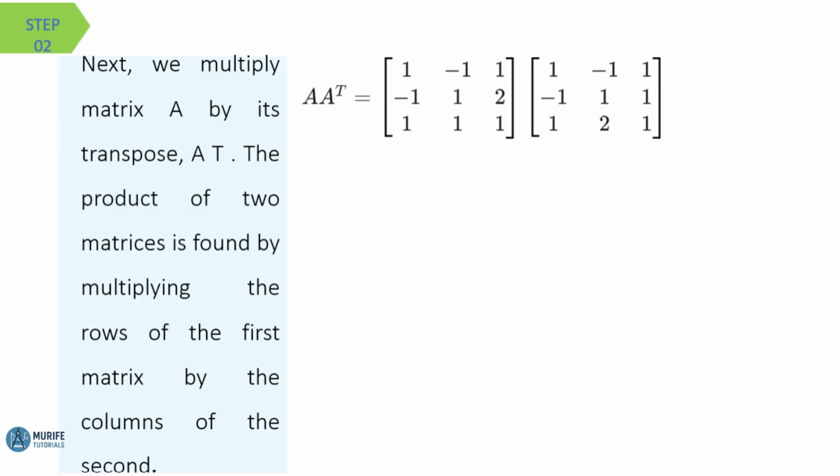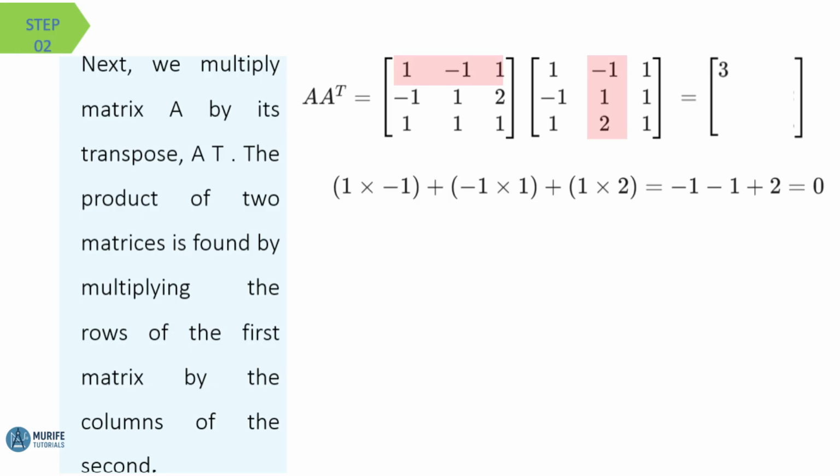The product of two matrices is found by multiplying the rows of the first matrix by the columns of the second. Let's calculate each element of the product matrix. 1 times 1 plus negative 1 times negative 1 plus 1 times 1, which gives a total of 3. Next, 1 times negative 1 plus negative 1 times 1 plus 1 times 2, which gives a total of 0.